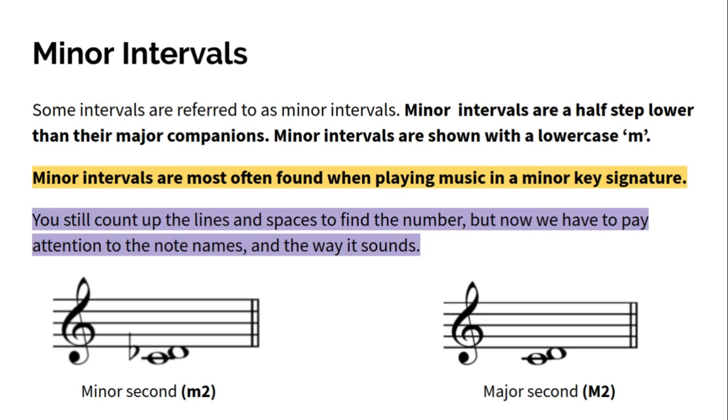If you take a look here, we have 2 intervals. Both of them have a C and a D, but you'll notice that the one on the left has a D flat. So this one is going to be a minor second because those notes are much closer together than the major second, which is a C and a D natural. Notice too that the minor second has a lowercase m, and the major second has an uppercase or capital M.